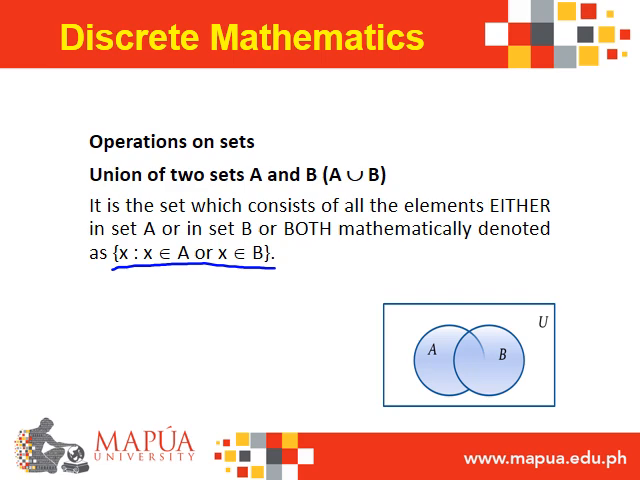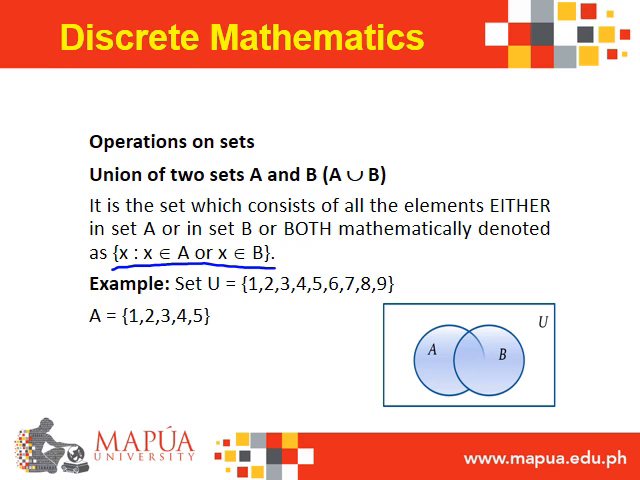To be more discrete, let's evaluate this given example, whereby we have a universal set comprising of numbers 1 to 9. And then we group numbers 1 to 5 and call it set A. Likewise, we group values 3 to 8 and call that set B. Then the union of set A and set B would comprise of values 1 to 8.